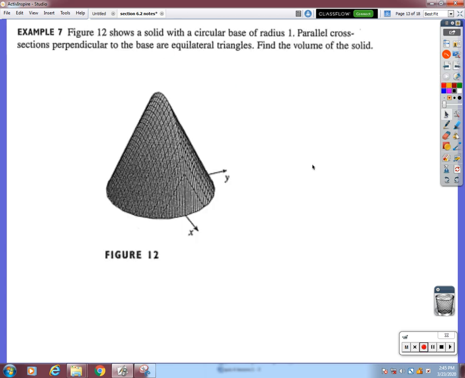There's a lot more that you can do with this. So here's a problem where what you're doing is you're taking a circle and then you are stacking equilateral triangles on top of the circle. So the height of the equilateral triangle depends on the width of the circle at that point. And you get this funky looking shape like that. So in this case, your cross sections would be equilateral triangles.